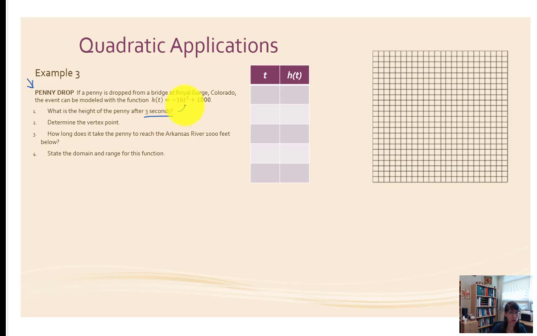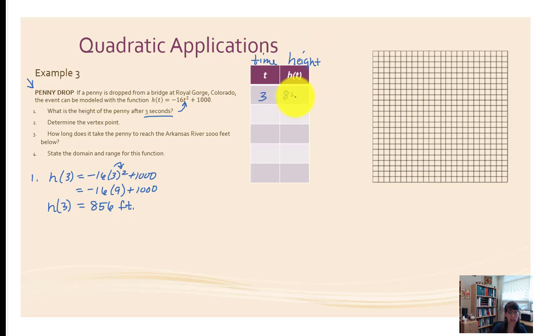Seconds deals with time, so we're going to substitute 3 for time into our given function. So our evaluation would be the height is evaluated at the time 3 seconds. Using our order of operations, we would square 3 first, and that means negative 16 is now multiplied by 9, and then we'll add 1,000. So the height after 3 seconds is going to be 856 feet. We've generated our first ordered pair. With time, we were given 3 seconds, and height turned out to be 856.